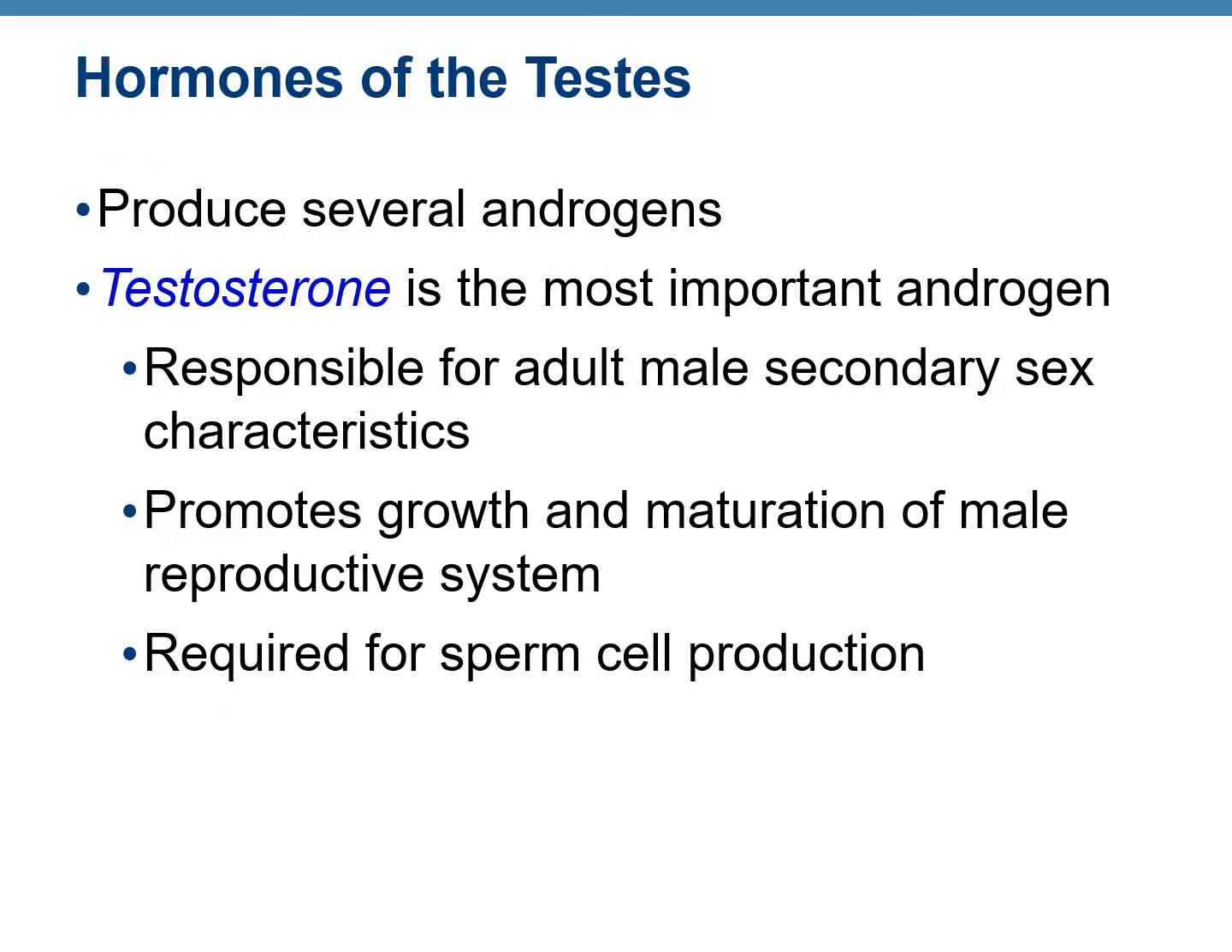The testis produces several androgens. Testosterone is one of the most important androgens, and it is responsible for developing the adult male secondary sex characteristics. Testosterone also promotes growth and maturation of the male reproductive system and is essential for sperm cell production.